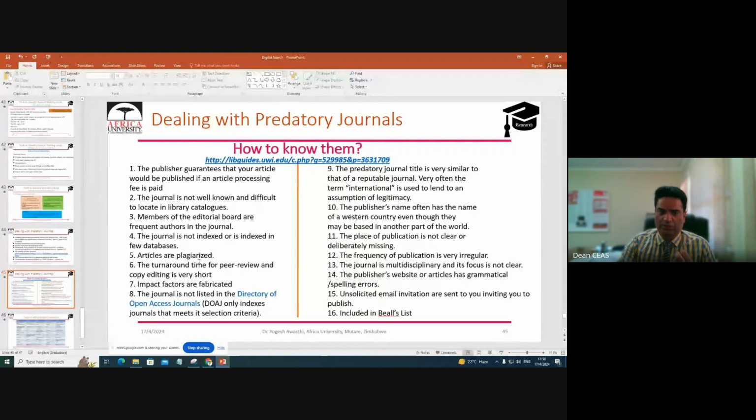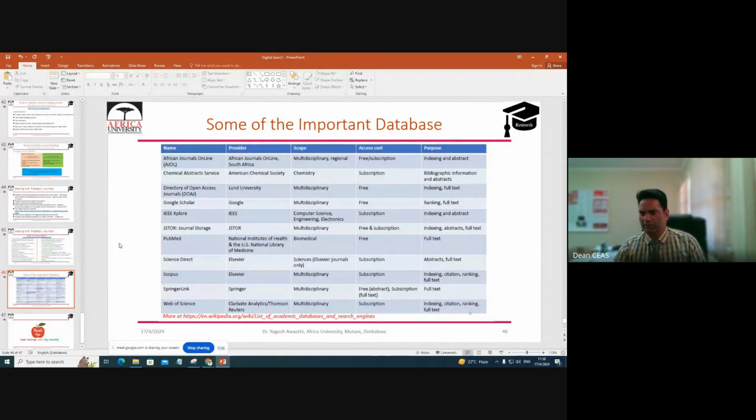Articles are plagiarized. Turnaround time means speed of publishing. Impact factors are also fabricated, just a fraud. Nobody knows what is going on. This is a very important line, as I told you: the journal is not listed in the DOAJ. If it is not listed, it means this is a predatory journal. There are so many red flags, such as the publisher name, but I'm not going to discuss those things. These are the regions, and these are some important databases which you can use.